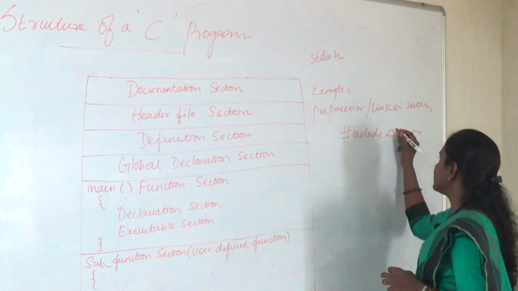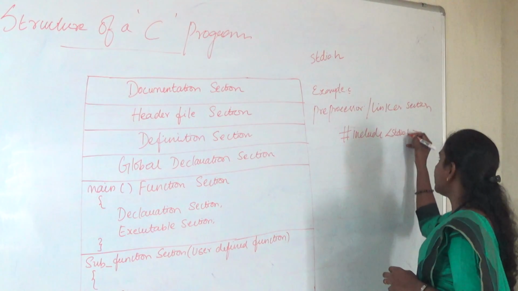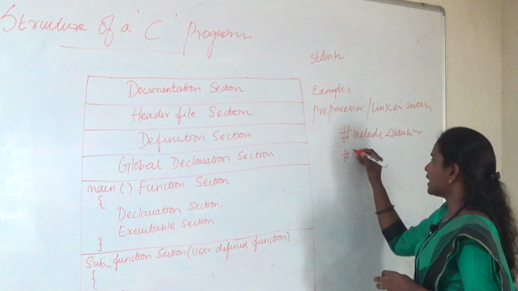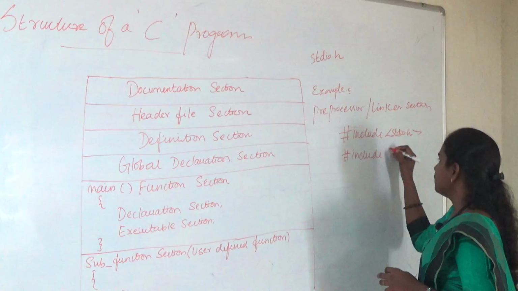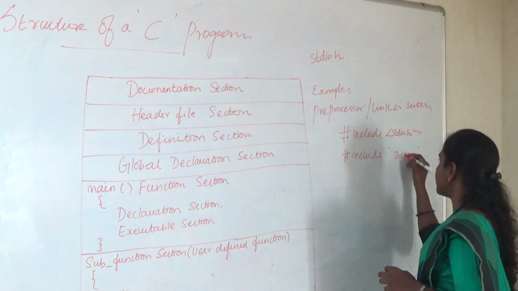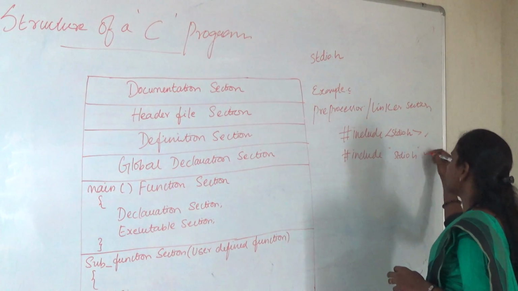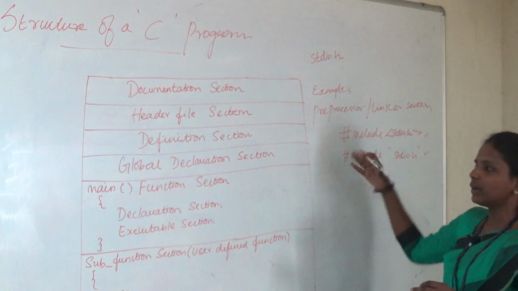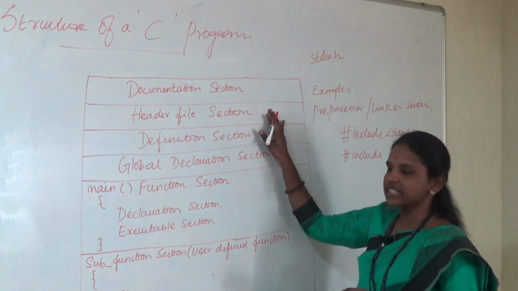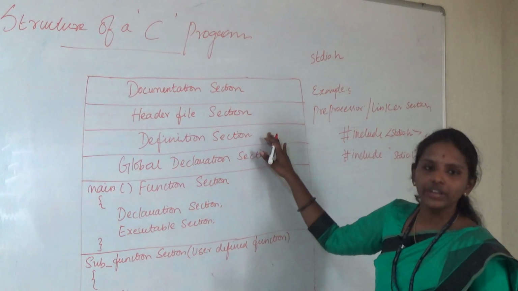So here we have to include stdio.h, or else we can write it as hash include with stdio.h within quotes. Either this case or this case, both are correct. Either one we can prefer. This is about the header file section, and next comes your definition section.